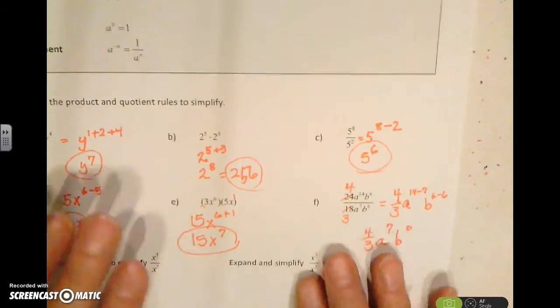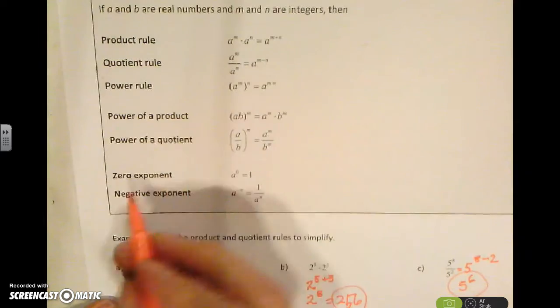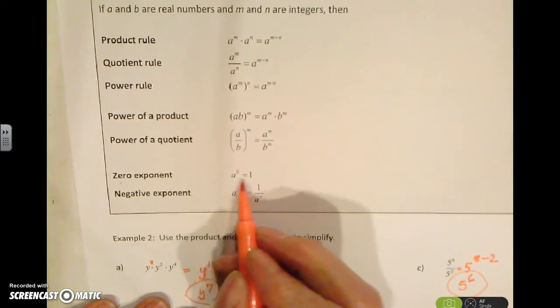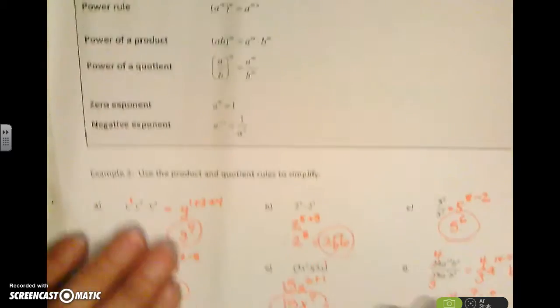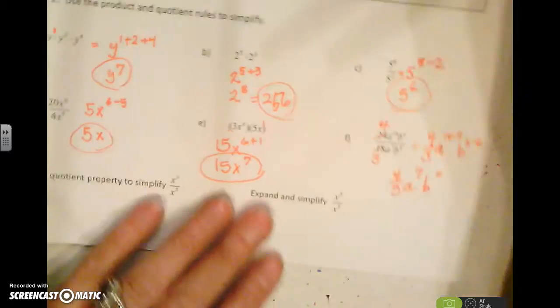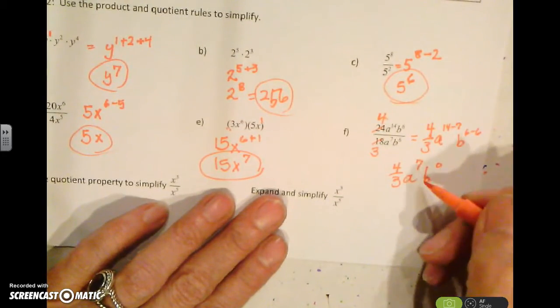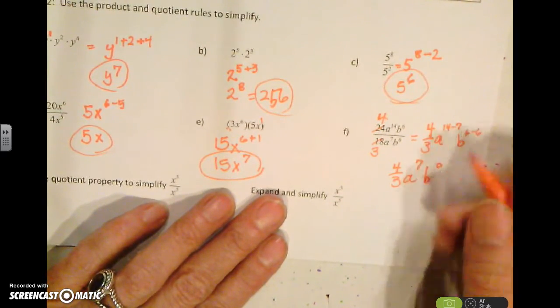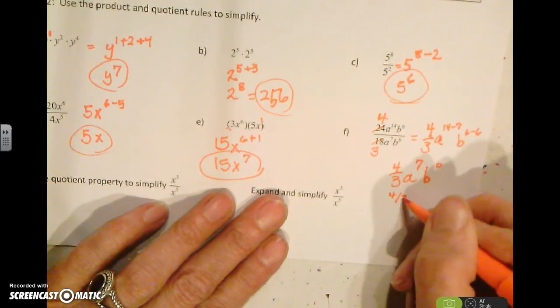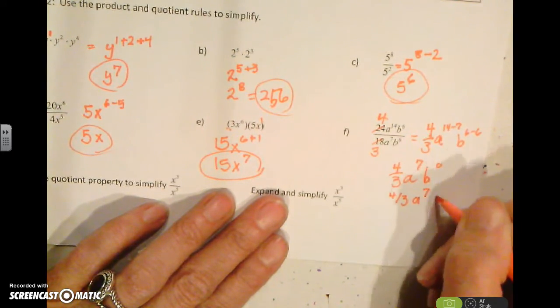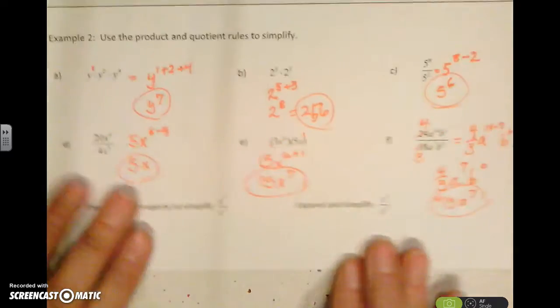Now we didn't mention that, but up here we have listed that if I have a 0 exponent, anything to the 0 power is 1. So when I get this b to the 0 power, it's equal to 1. And so I really just have 4/3 a to the 7th.